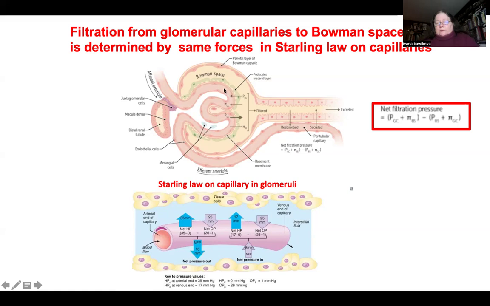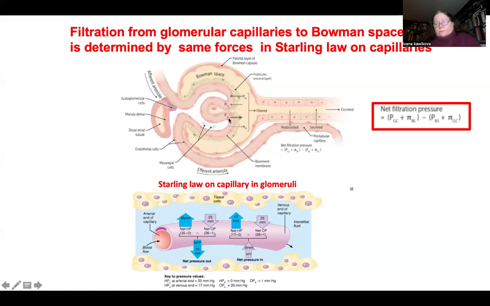So the filtration of plasma from capillaries into Bowman space follows Starling's law on capillaries, where hydrostatic pressure of the blood on the wall is an outward force, while oncotic pressure of proteins that hold water is an inward force, and the balance between them is the net filtration pressure. So we can see it here.